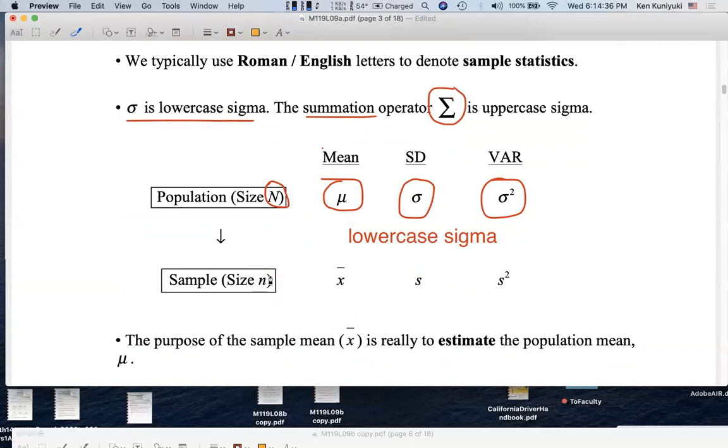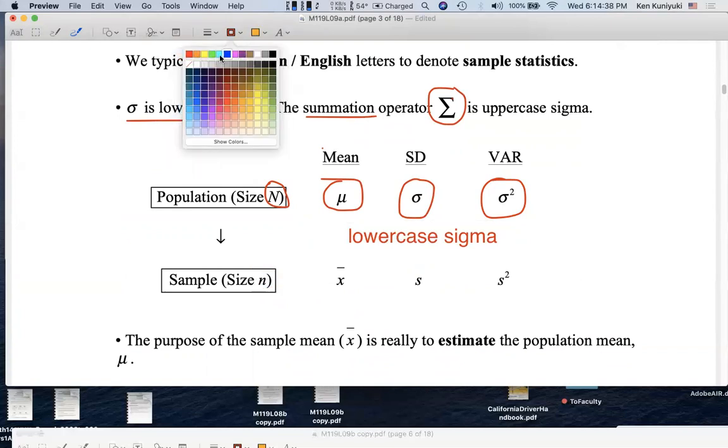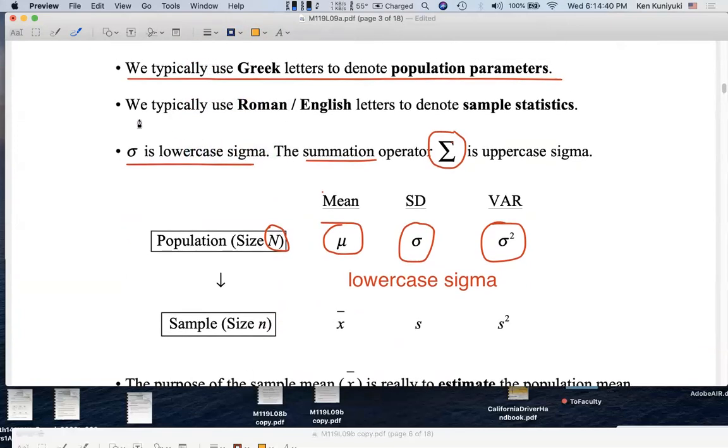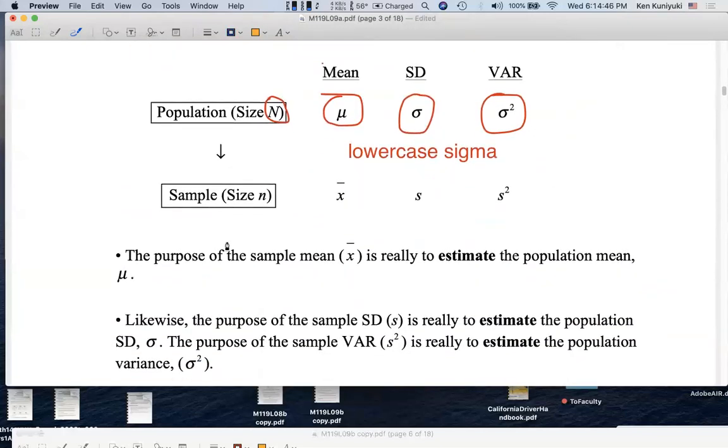All right. Now, in blue, I'm going to denote the sample statistics, which are normally denoted with Roman or English letters, which you're used to. So sample size is little n. The sample mean is x bar. The sample standard deviation, or SD, is S. The sample variance is therefore S squared. These are lowercase s's.